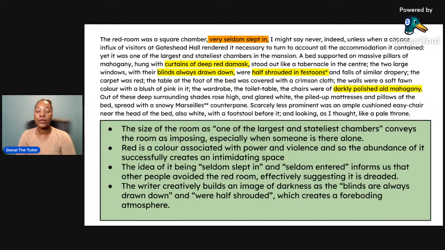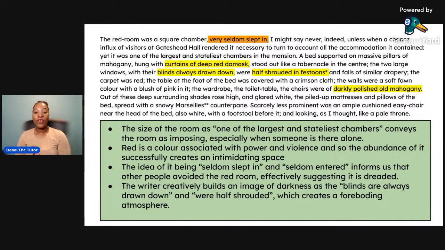So the size of the room as one of the largest and stateliest chambers conveys the room as imposing, especially when someone is there alone. Imposing means something that forces itself on you, feels kind of inescapable, and overwhelming as well. And then for the second one, red is a color associated with power and violence, and so the abundance of it successfully creates an intimidating space.